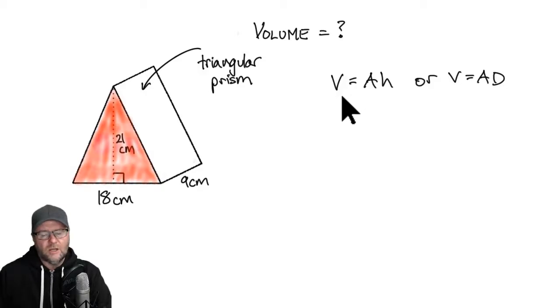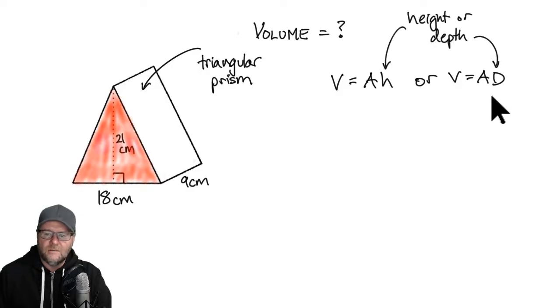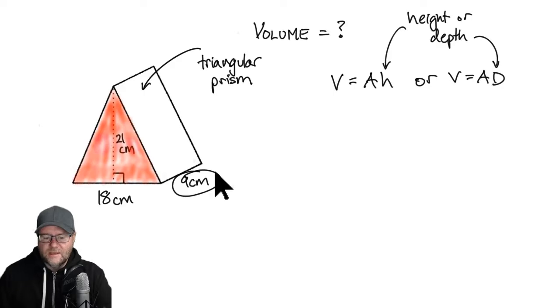Now, you might have learned it as the volume equals the area times the height, or you might have learned it as the volume equals the area times the depth. So in my prism, that's this bit here. It's how far it is between the 2 ends. Okay. In this case, my height or my depth is going to be 9.